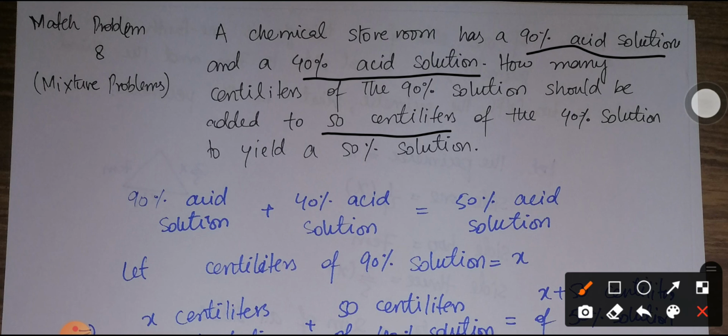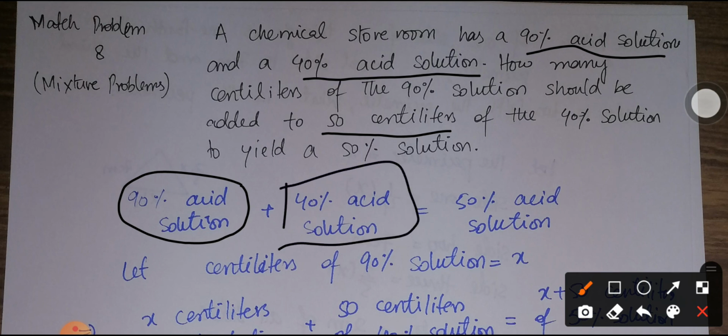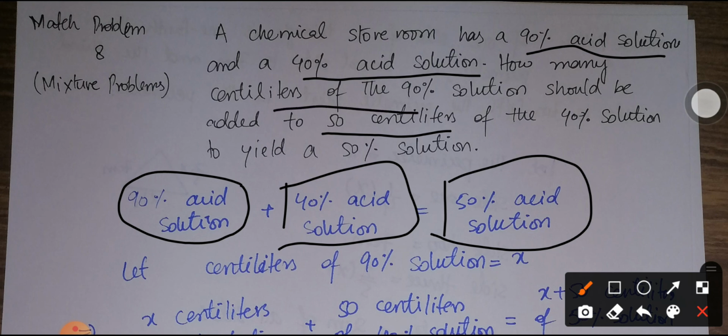So what is given in this question? That we are having a 90% solution that must be added to the 40% acid solution, and when we add the two solutions, the concentration will be reduced and we will get a 50% acid solution. Now how can we solve this question? How many centiliters of the 90% solution, it means this is the unknown amount, so I will suppose it to be the variable x.